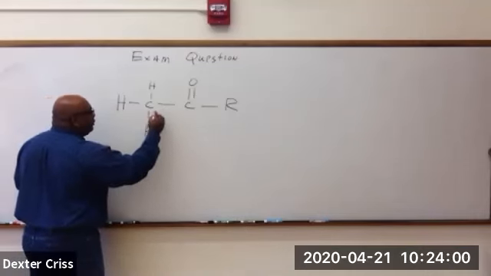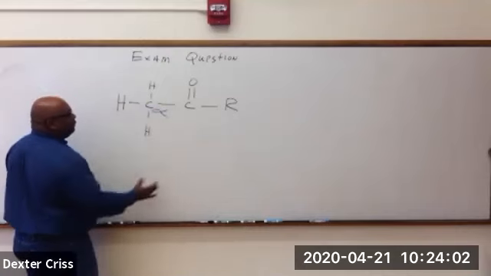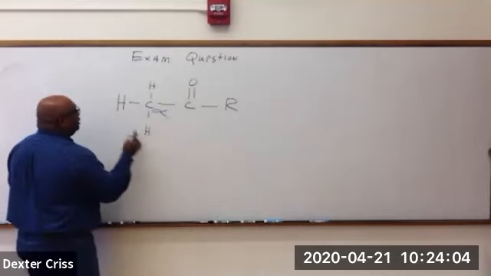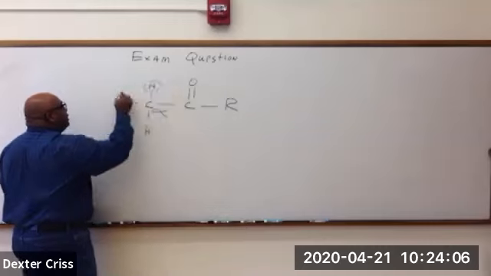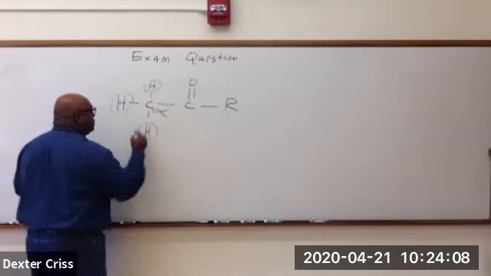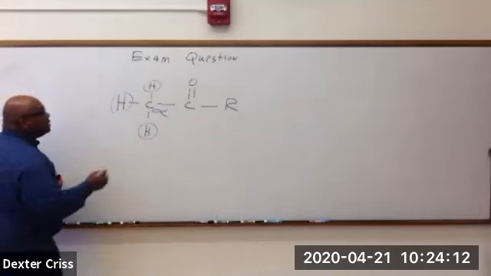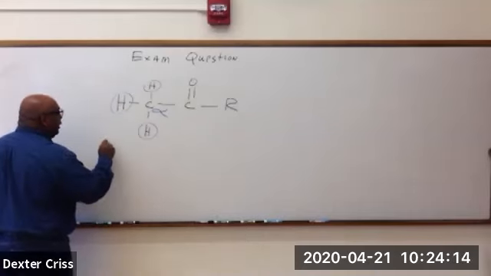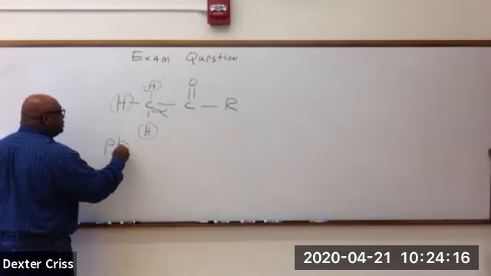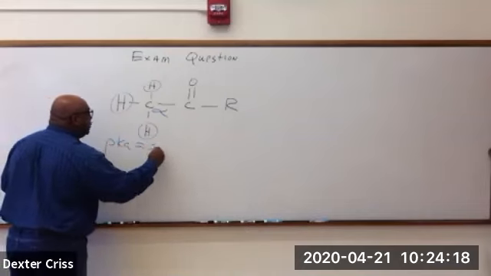So remember, this carbon is alpha, right? We all know that. Which means that all of these hydrogens are acidic. And what do we mean by they're acidic? They're acidic because the pKa of each one of those hydrogens is approximately 20.